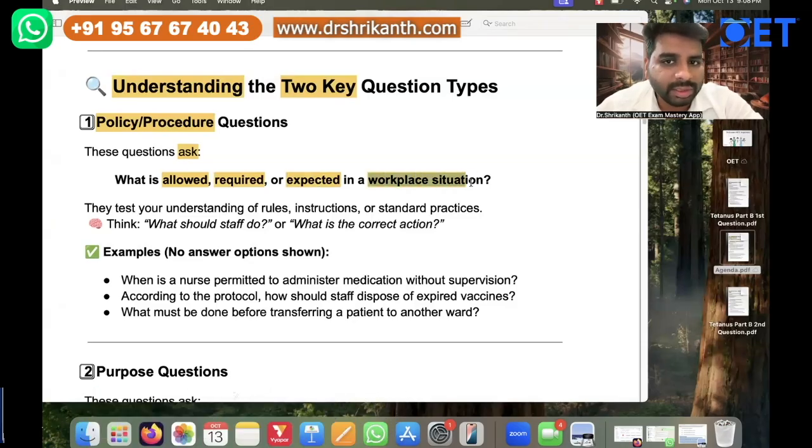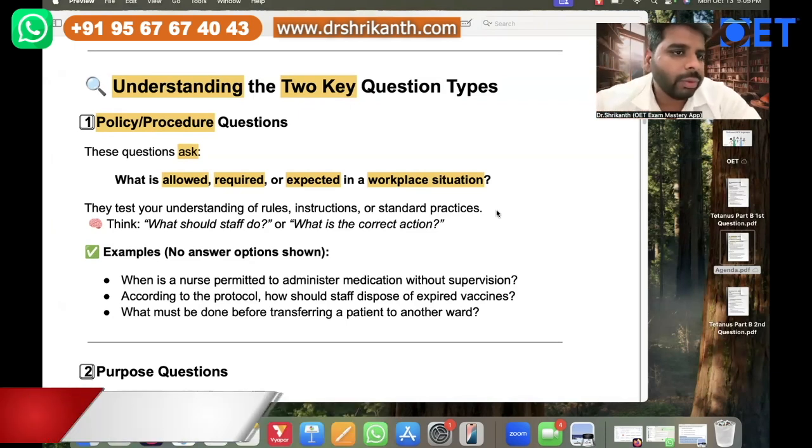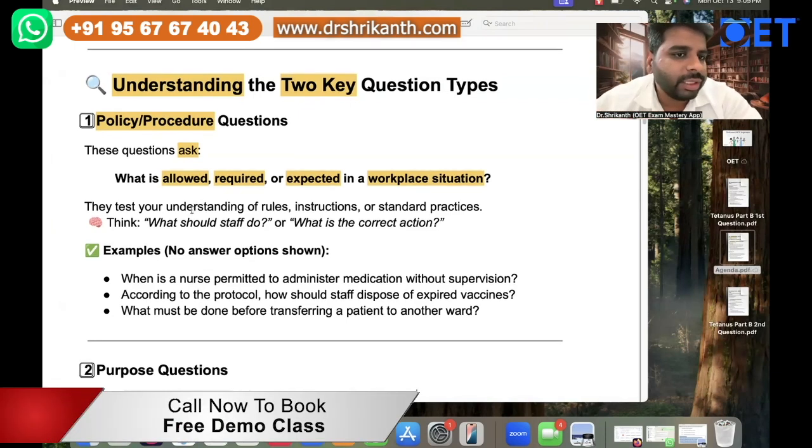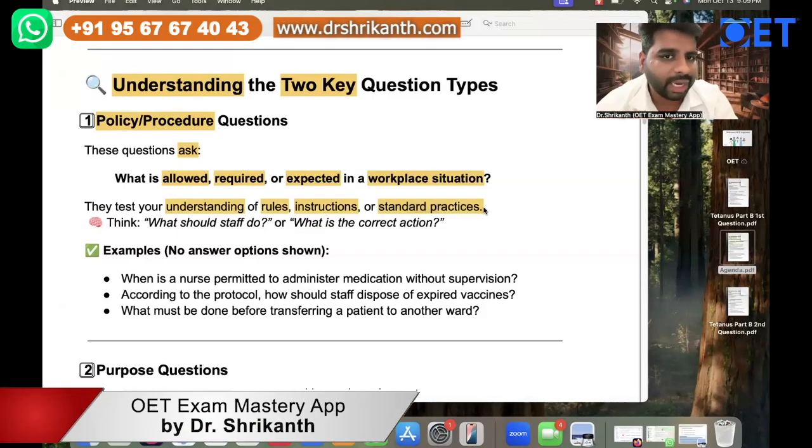In a workplace situation, right? So the question is asking you, what is the medical professional supposed to do according to the guideline? So when you're trying to find the answer, this is what you have to catch. These questions are basically testing your understanding of rules, instructions, and standard practices. Every hospital will have its own rules, instructions, and practices, right? And these types of questions are asking you to identify that.